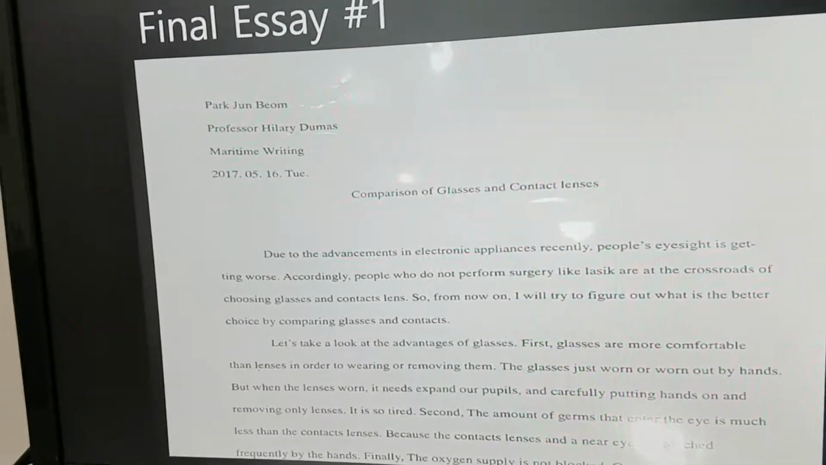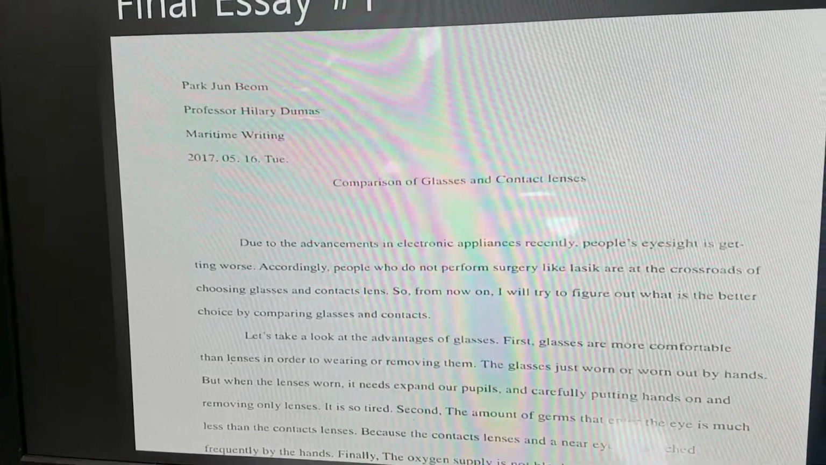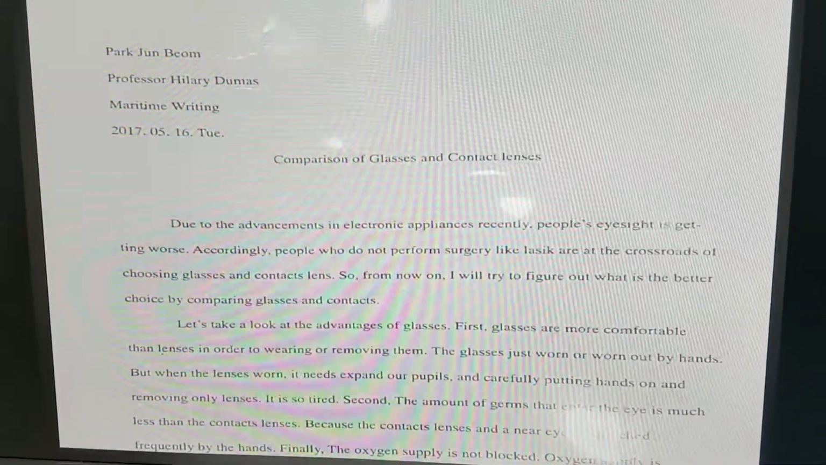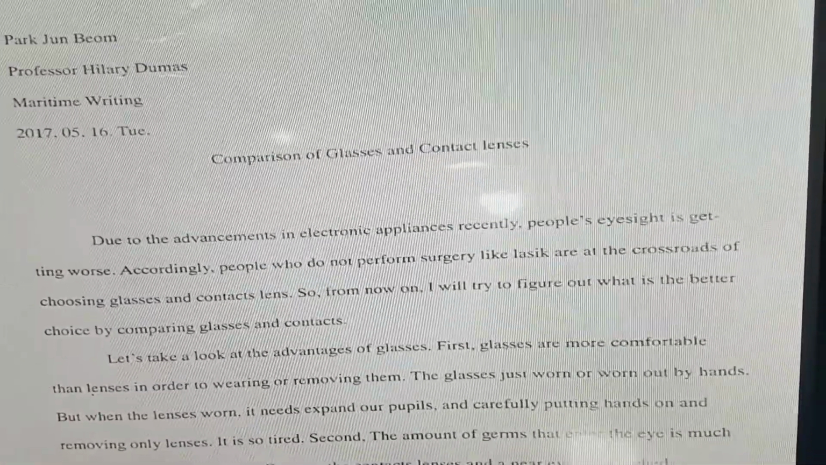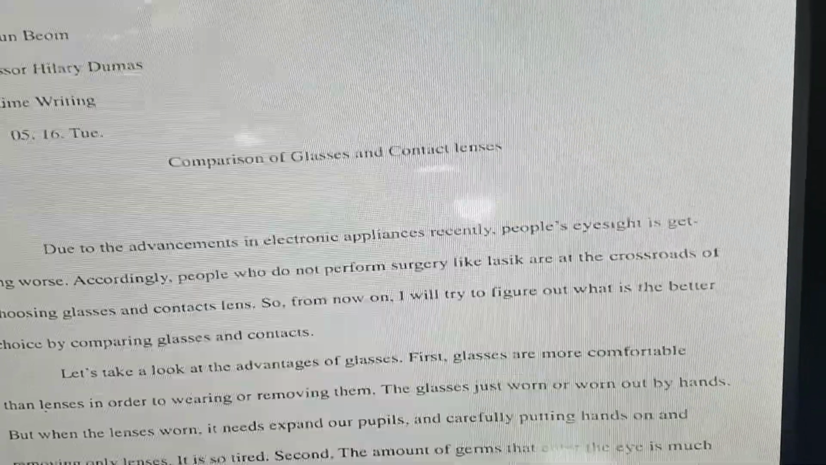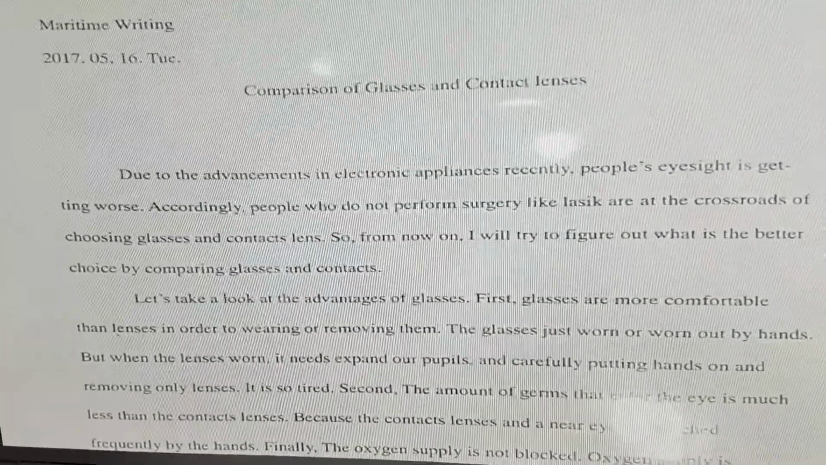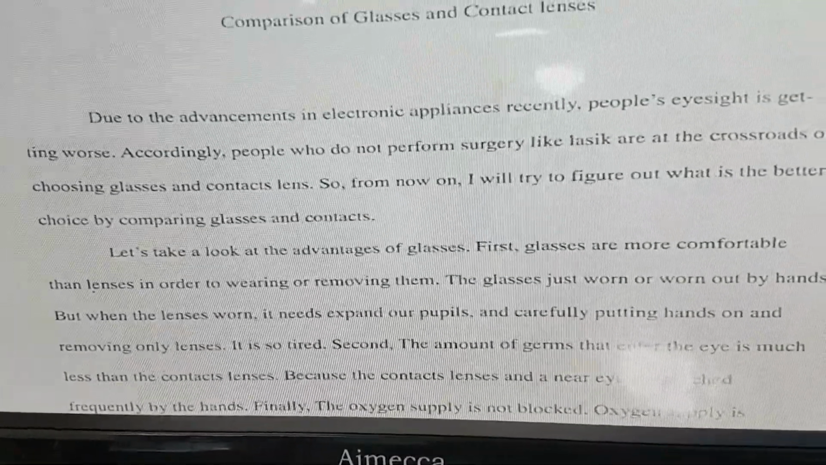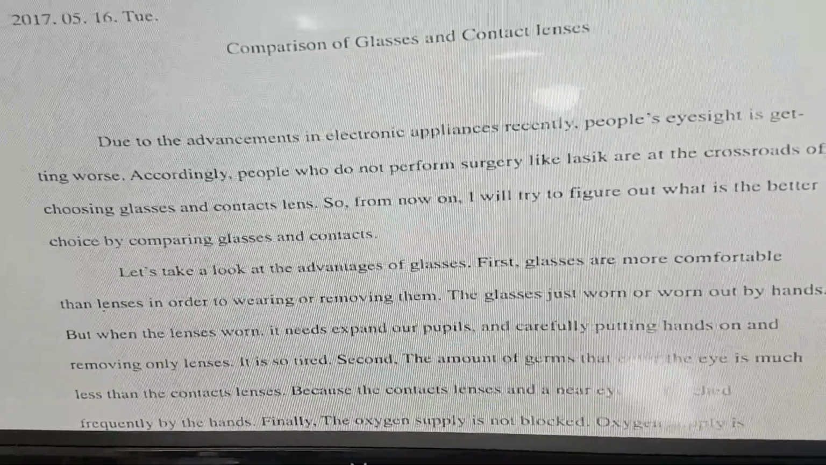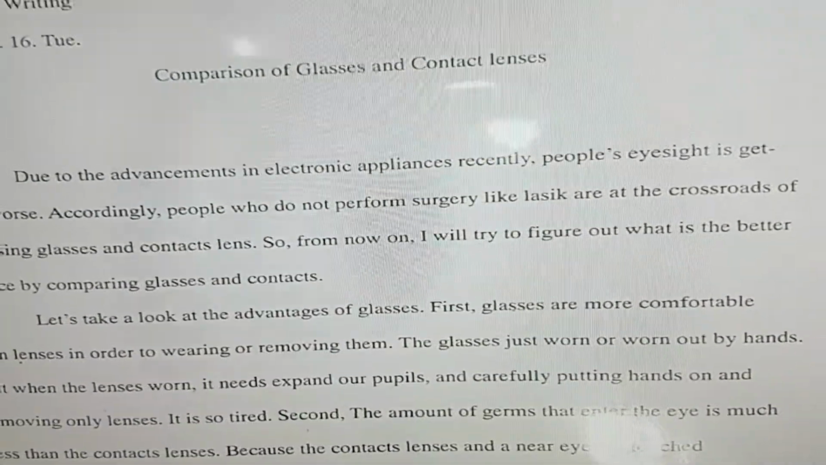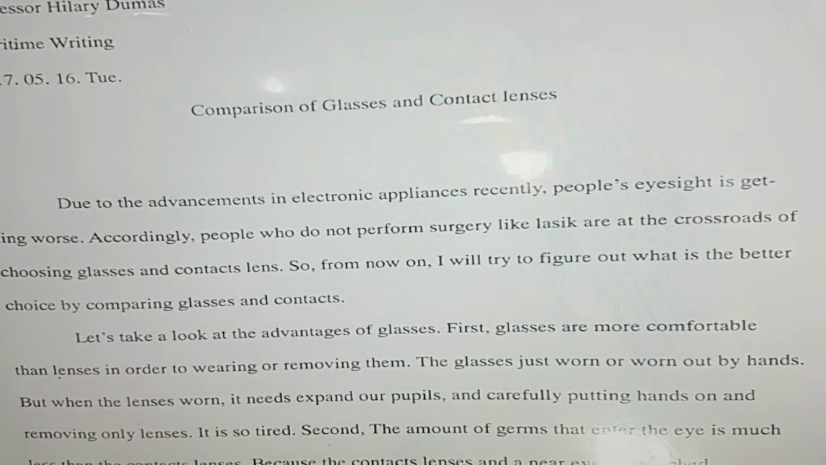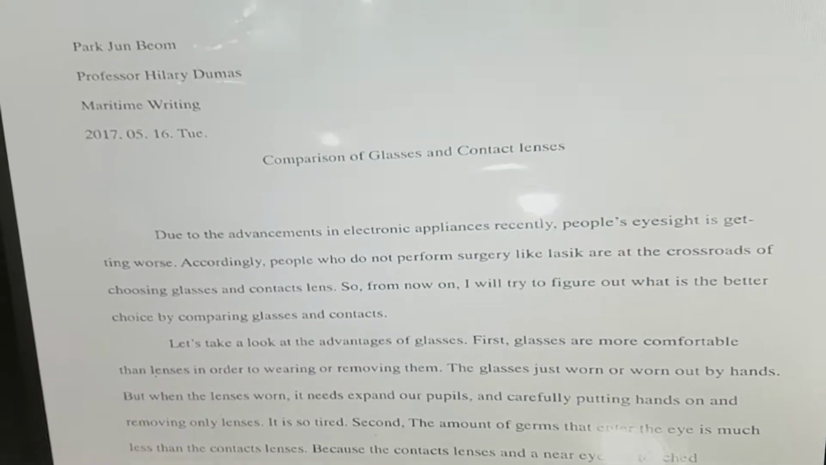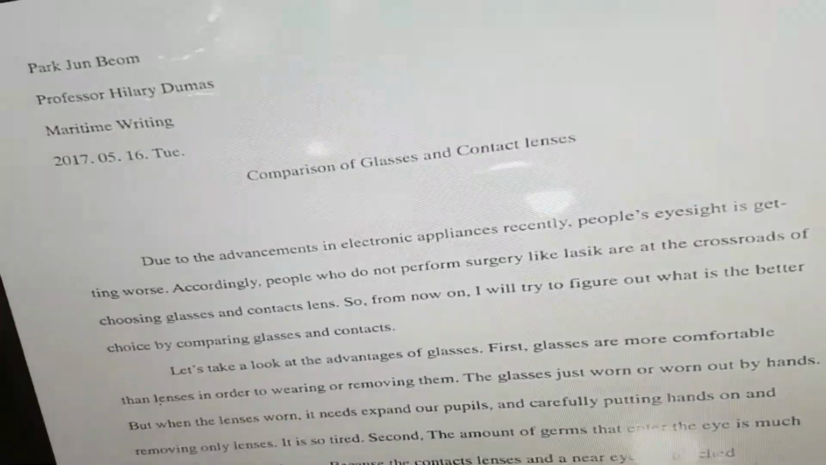Next, this is my first photo of my final essay. I finally made up my mind and organized the overall composition of the writing. I planned to write the introduction in the first paragraph, the advantages of glasses and contact lenses in the second and third, the similarities in the fourth, the flaws in the fifth and sixth, and finally, in the last paragraph, I will give the conclusion through the summary.